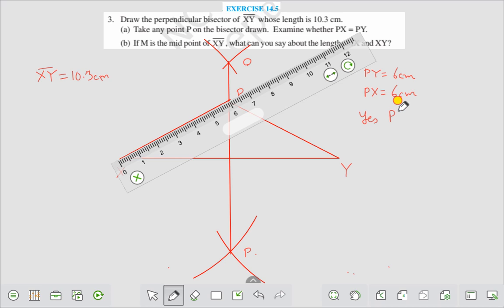PX is equal to PY. This is the solution of question number A.